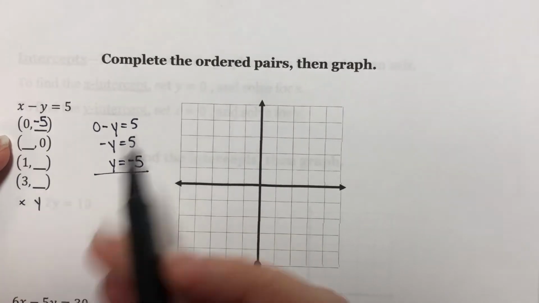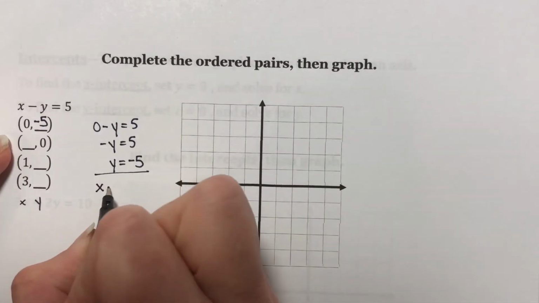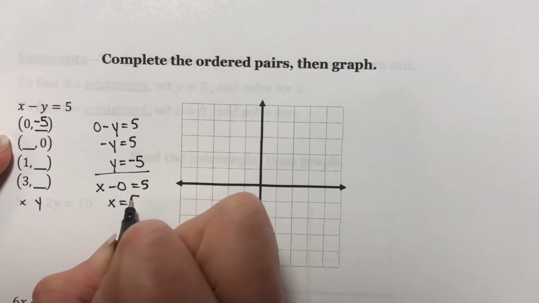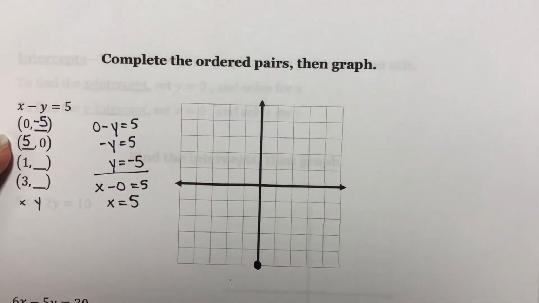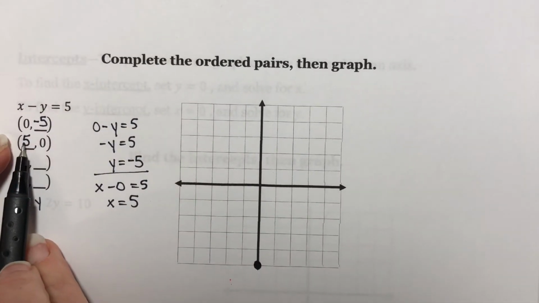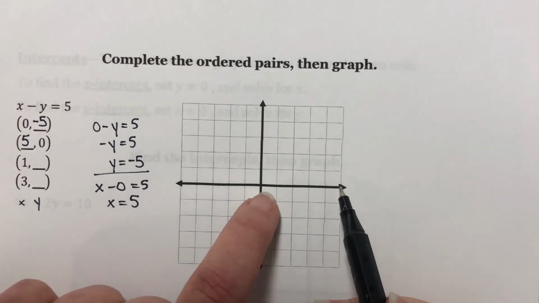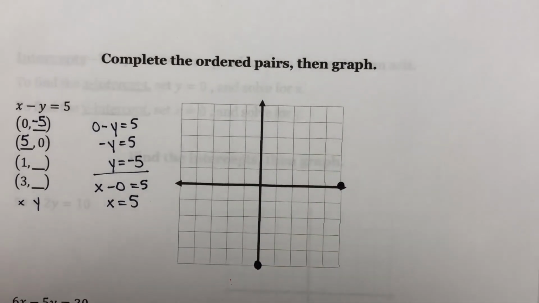Okay, so let's try this one. This time I'm going to plug in 0 for y. x minus 0 is equal to 5. So x is equal to 5. So a 5 would go right here. Let's go ahead and plot this point. I'm going to go to 5 on the x, 1, 2, 3, 4, 5, 0 on the y, which is right here. So that means this point is right here at the edge.